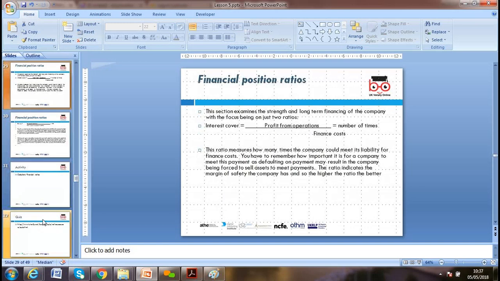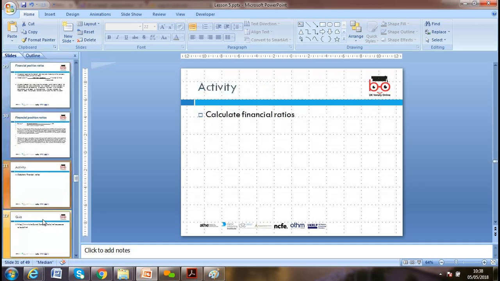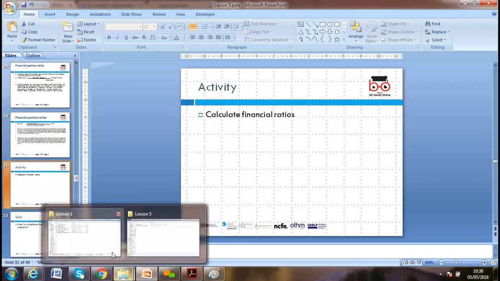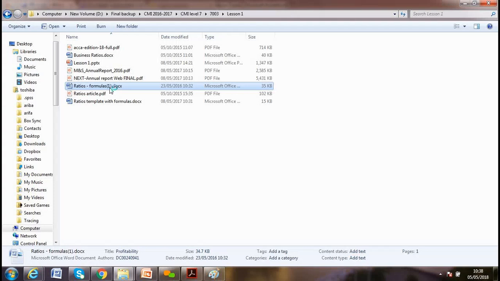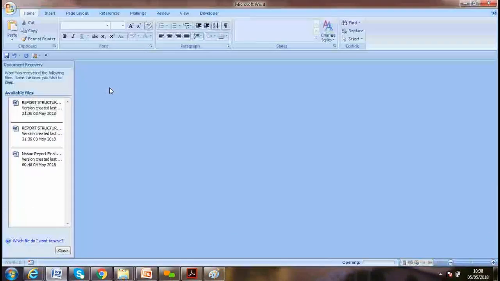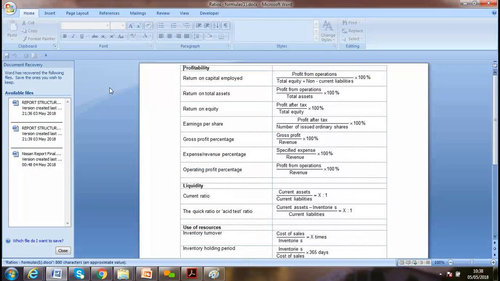We will now go through some ratios. Calculate these ratios. I'll show you some financial statements. I'll send you the template we normally use, and I'll send you a formula sheet as well, because according to your learning outcome we just need to interpret that information. Yes, interpretation is quite important.